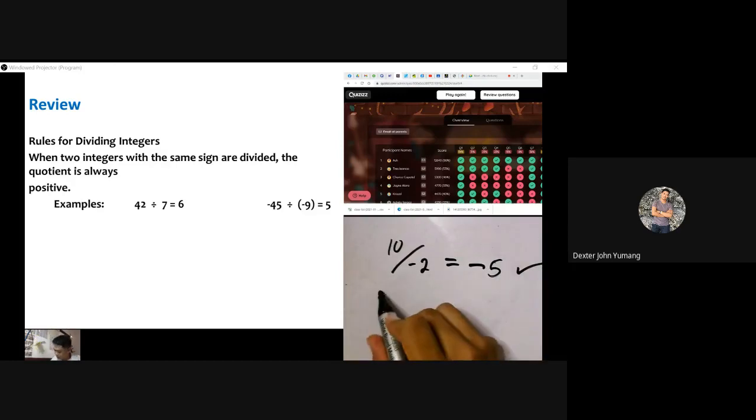Next, negative 15 divided by 5. Okay, please post your answer. You know the answer now. Giselle is correct, Ashley is correct, Leslie is correct, Cindy is correct, with the rest.